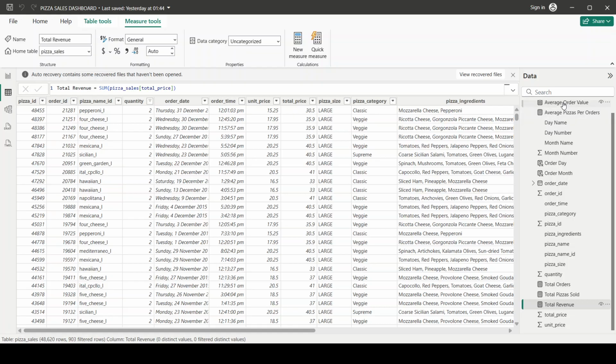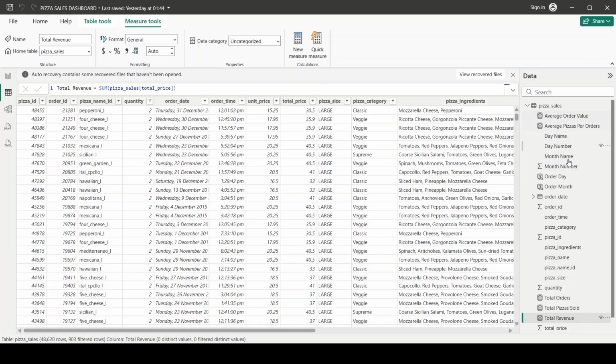So to find the average order value, with the total revenue, we can now find the average revenue. With average order value, we divide the total revenue, that is the sum of this, by the total number of orders, and then we are able to get our average order value. That is the value of each order on average. But someone may ask, how did we find the total orders?